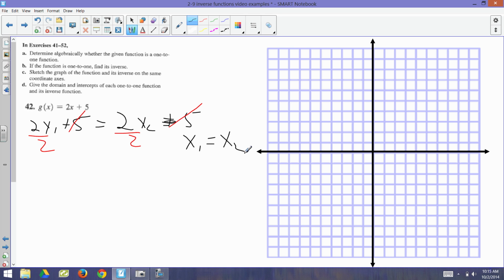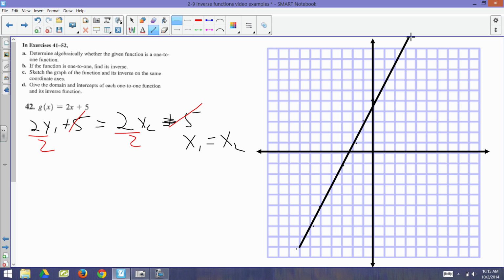So this is a one-to-one function. For 1x, there's 1y. For 1y, there's 1x. This is one-to-one. So let me graph the function. Just this function is given. It has a y-intercept of 5. 1, 2, 3, 4, 5. Okay. And it has a slope of 2. So slope of 2, slope of 2. Slope of 2, down 2 over 1.